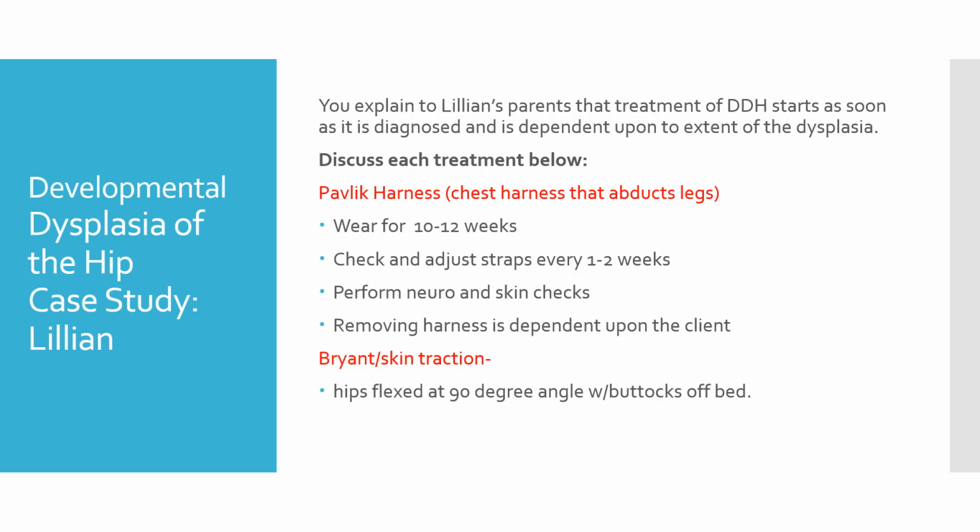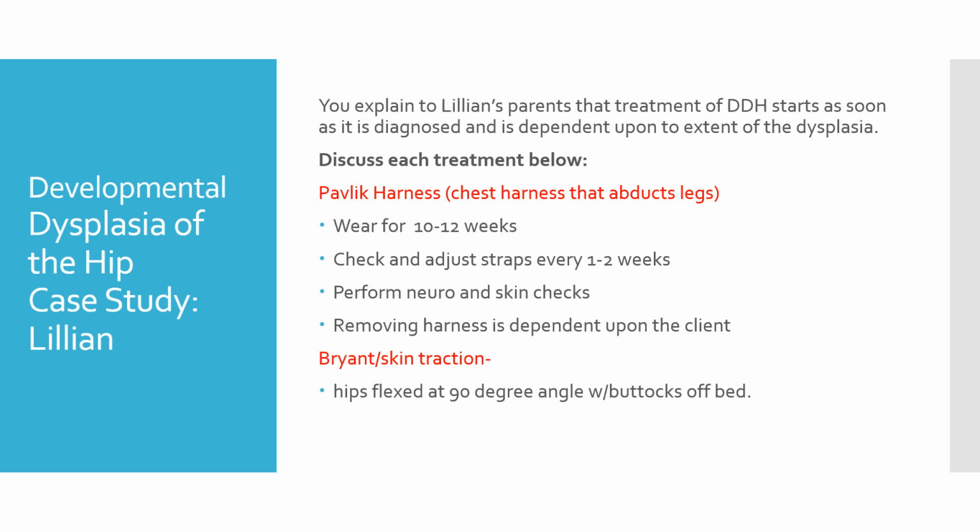So you explained to Lillian's parents that treatment of DDH starts as soon as it is diagnosed and is dependent upon the extent of the dysplasia. Discuss each treatment below. So Pavlik harness, it's a chest harness that abducts the legs. The patient's going to wear it for 10 to 12 weeks. The straps will be checked and adjusted every 1 to 2 weeks by your physician.